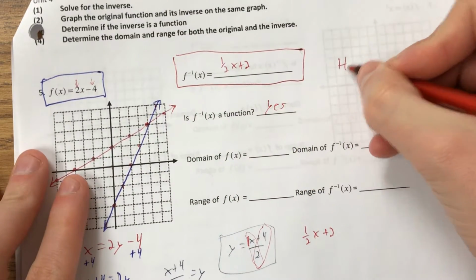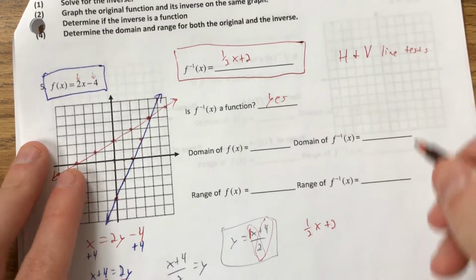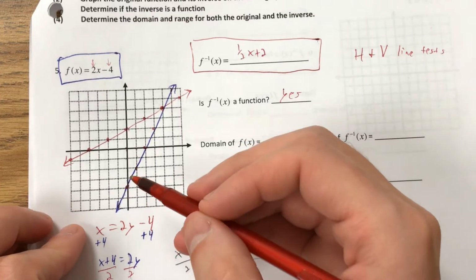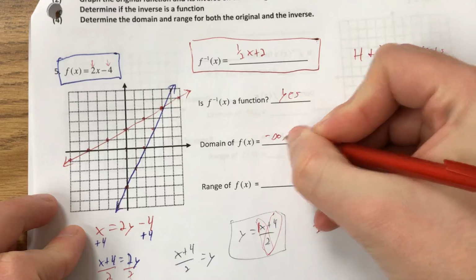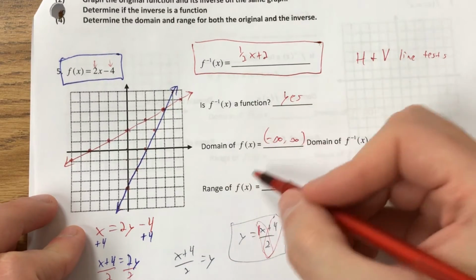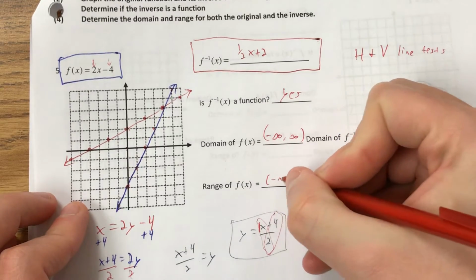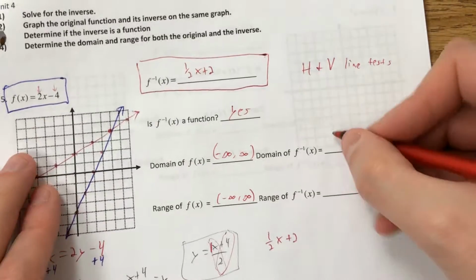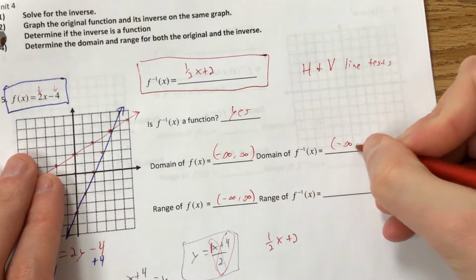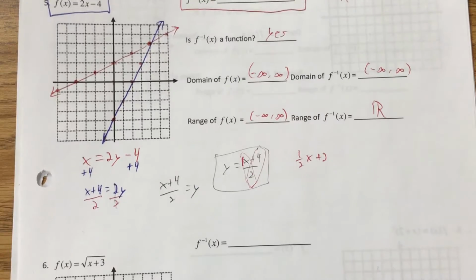So once again, horizontal and vertical line tests. That's how you can tell. Domain, it goes left forever and right forever, so negative infinity to infinity. The range goes down forever and up forever, so also negative infinity to infinity. And similar reasoning for this one, it's going to be the same thing. And if you're getting lazy, you can just use all real numbers. And by lazy, I mean efficient, yes.